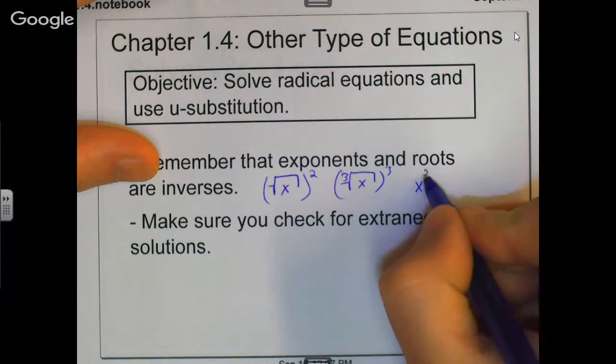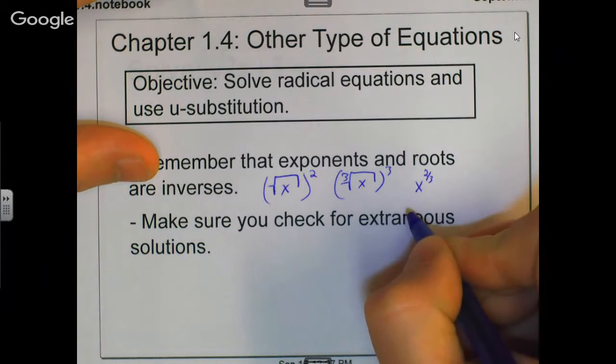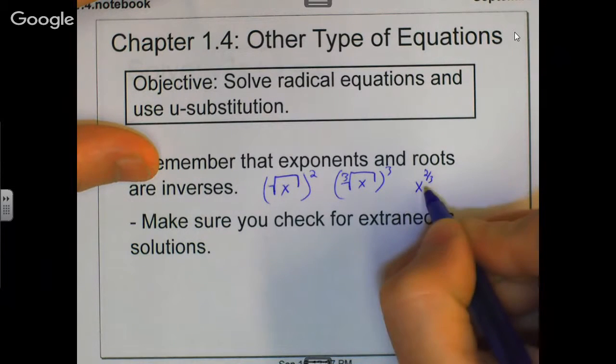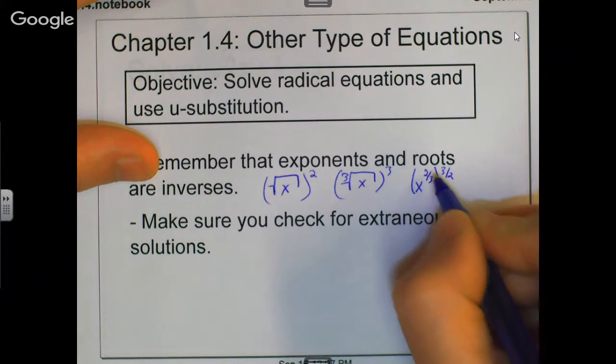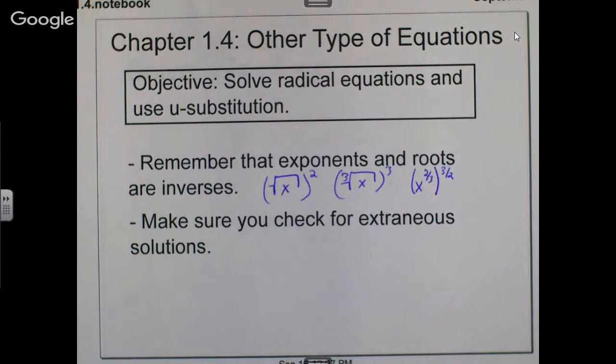If I have the 2/3 power, okay, I could change that to a root, but to undo that, I just do the 3/2. I just simply inverse it, okay? Do the reciprocal of that. Make sure you check for extraneous solutions. Those are solutions that when you get it and you check them, they do not work out back into the equation. Okay?